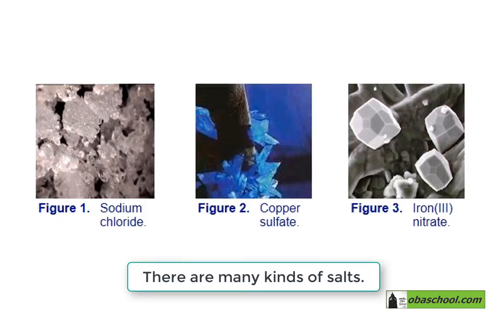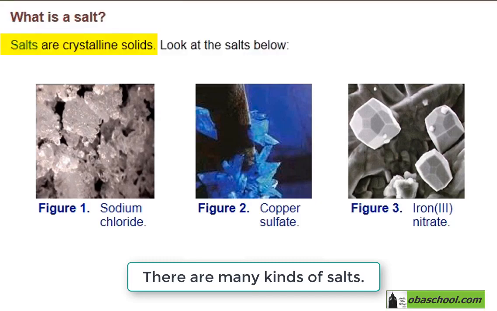Salt is not only the table salt that you sprinkle on your food. This is actually sodium chloride, and it is only one kind of salts. Salts are crystalline solids. So these are two properties. First, they are solids. They are not liquid, they are not gases, but they are solids. And the second thing is that they are crystalline, which means that they are found in the shape of crystals.